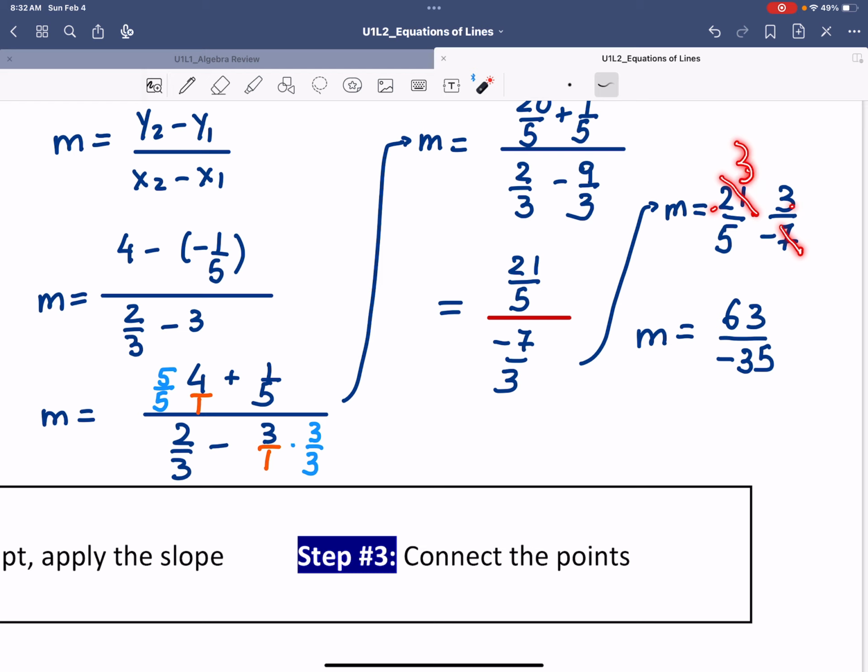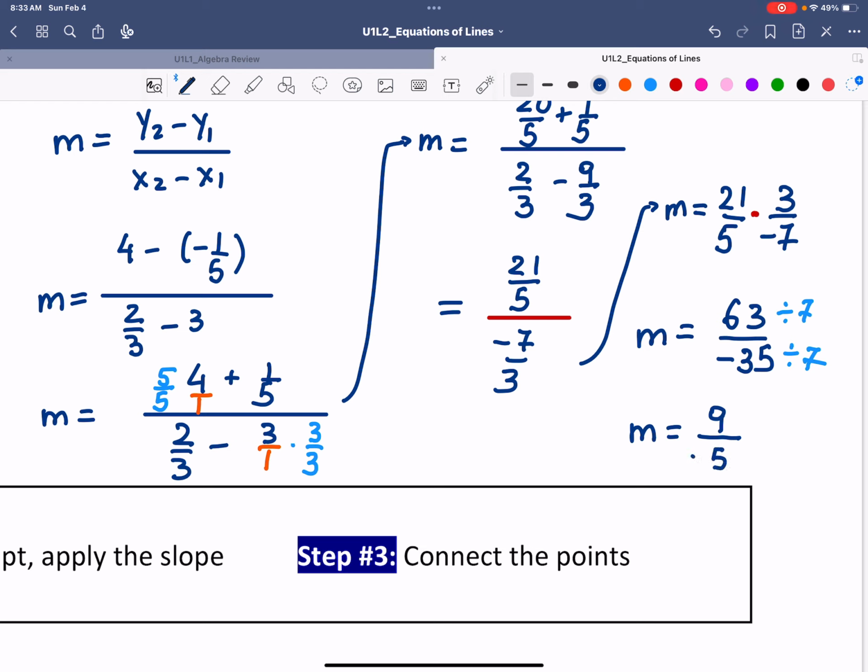And then you have 9 over negative 5. Or you can reduce it at the end. Remember that it is very important to write the slope in the most simplified form. So 63 over 7 is 9. 35 over 7 negative would be equal to negative 5.